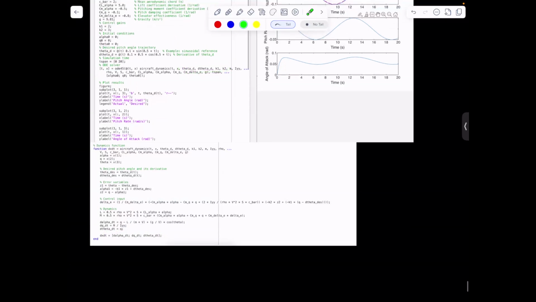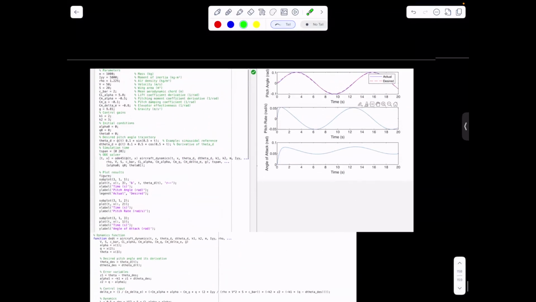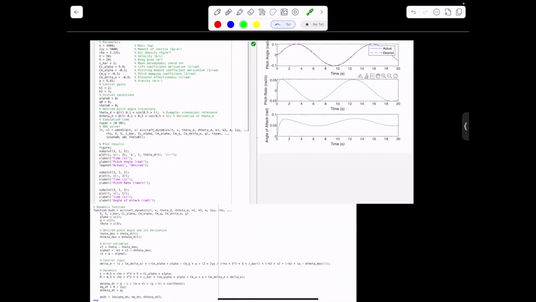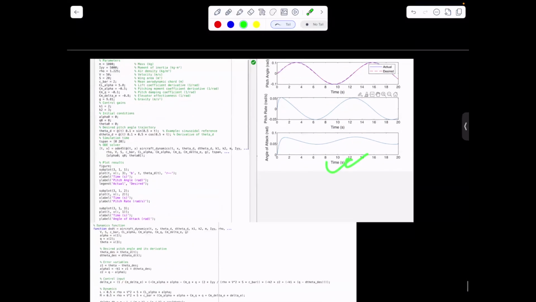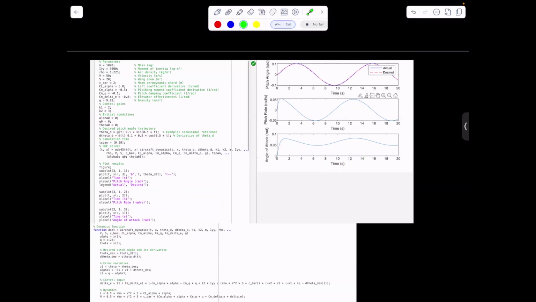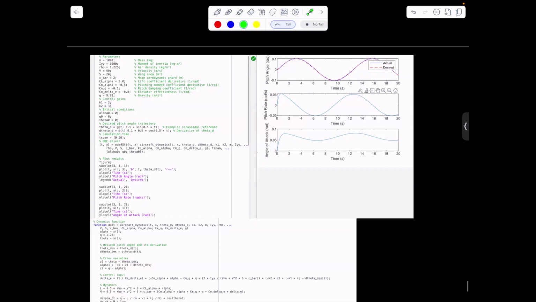Now if you simulate this code, this is the result we have obtained. We can see that the pitch angle theta tracks over time to the desired theta; the blue one is the actual and this is the desired one. The other angles are also controlled over time. So this is how we can design backstepping based control for a nonlinear system.